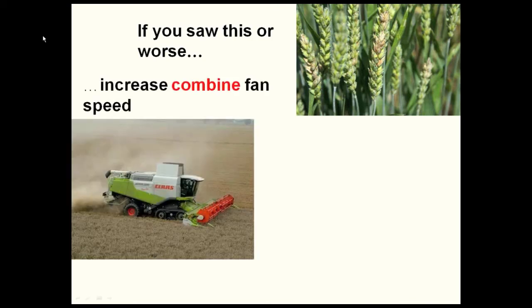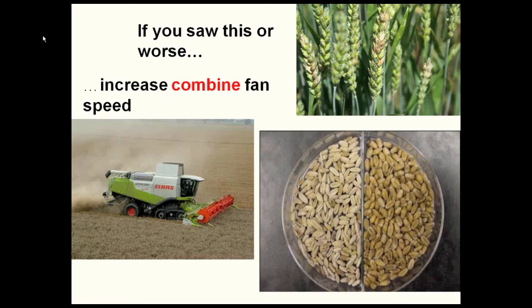So if you do go over that 10 to 15% threshold, number one, you want to increase the fan speed on the combine. Blow more of that lightweight stuff out the back. So more of these bleached lightweight tombstones are going to be left on the ground, and your grain crop will look hopefully more like that.